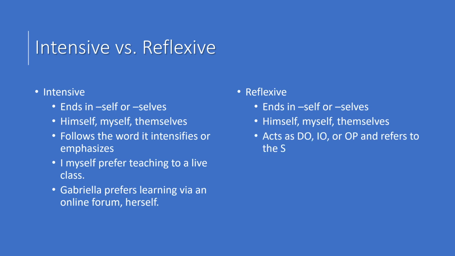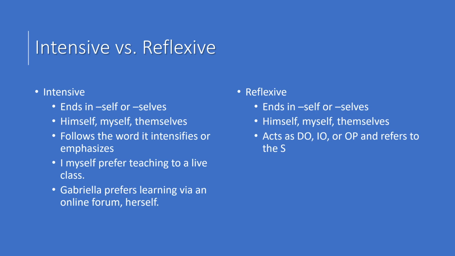A reflexive pronoun actually plays a grammatical part of the sentence. It will be either a direct object, an indirect object, or an object of the preposition. And, this is critical, it has to refer to the same thing as the subject of the sentence. So it has to be fulfilling both parts of that rule in order to be labeled as reflexive.